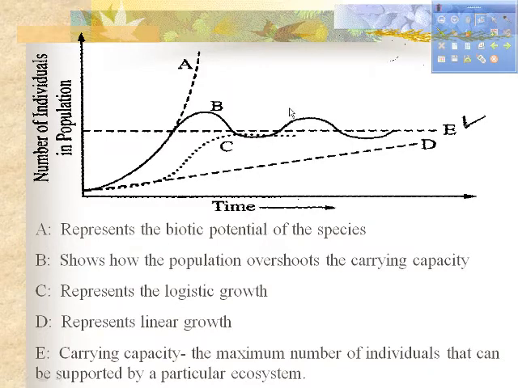You have different types of population growth. So you have biotic potential. This is all review. We've used all this stuff in human populations. Biotic potential of the species: potentially you can keep going with unlimited resources, keep going forever and ever.